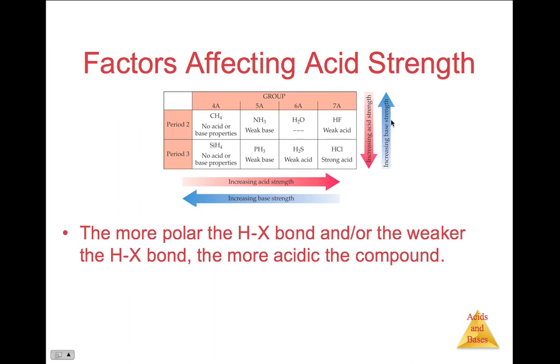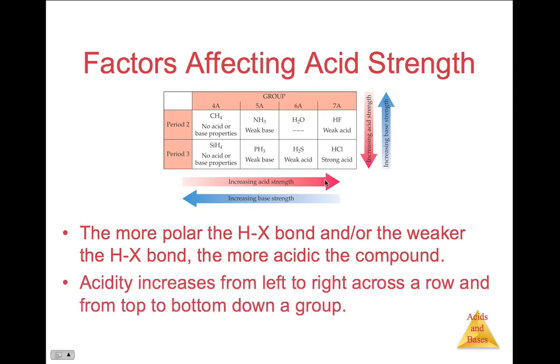Conversely, as you look up and down in the group 17 or group 7 ions, hydrofluoric acid is actually a weak acid because the bond is so strong between hydrogen and fluorine. But HCl becomes a strong acid and is easily dissociated because the bond between chlorine and hydrogen is not nearly as strong as HF. And as you go down to bromide, HBr, and HI, the bond actually becomes weaker because the electronegativity is less, and therefore those are super strong acids as well. Acidity increases from left to right across a row and from top to bottom down a group.